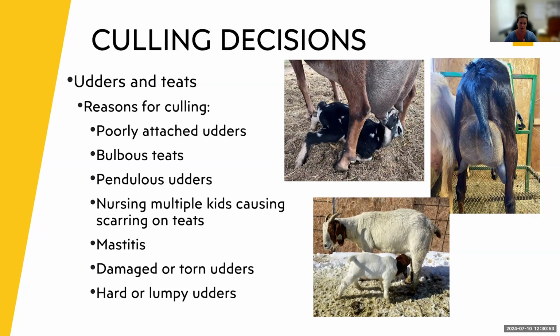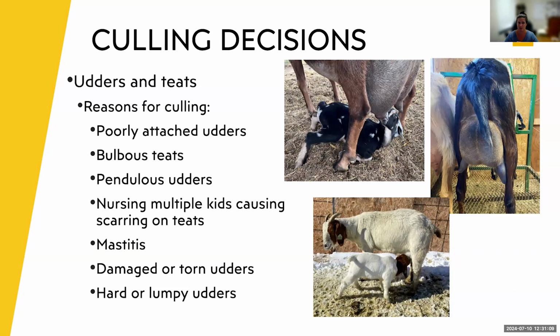Bulbous teats, like shown in that other picture there, are really hard for the kids to get their mouths around when they need to nurse. And so that can cause you to then have to raise the offspring. And that's another reason for culling.